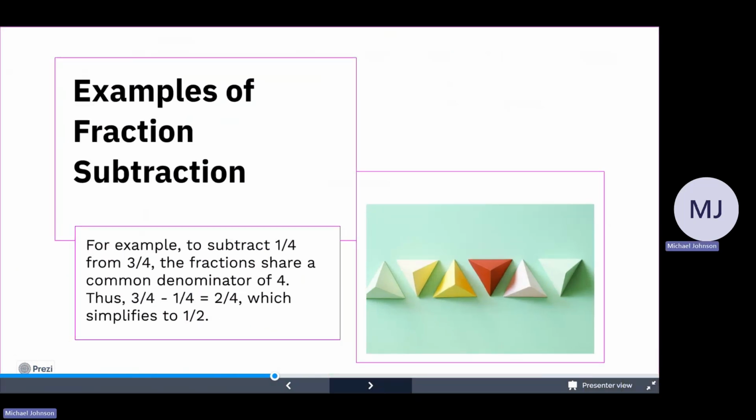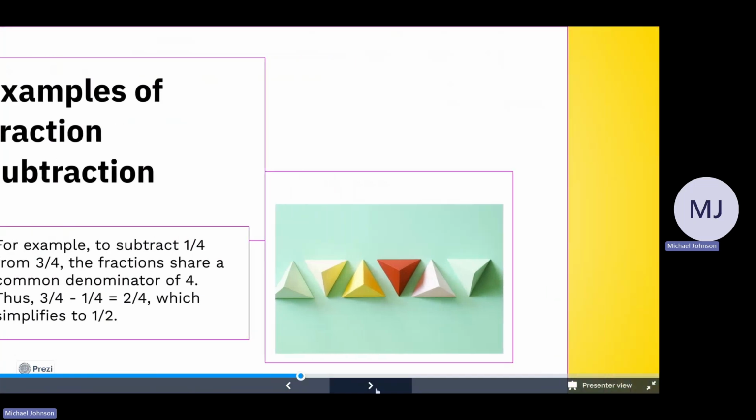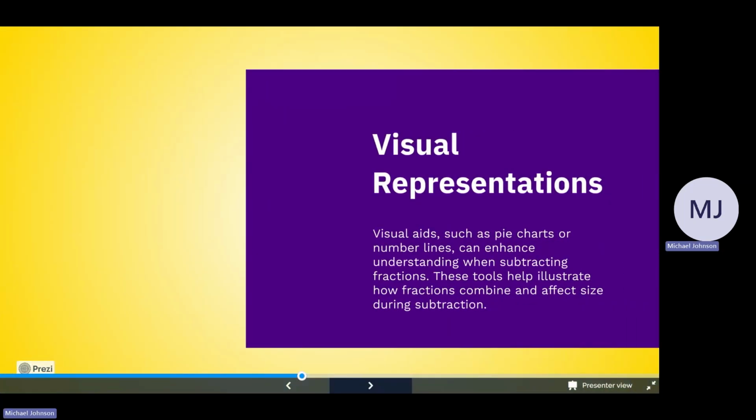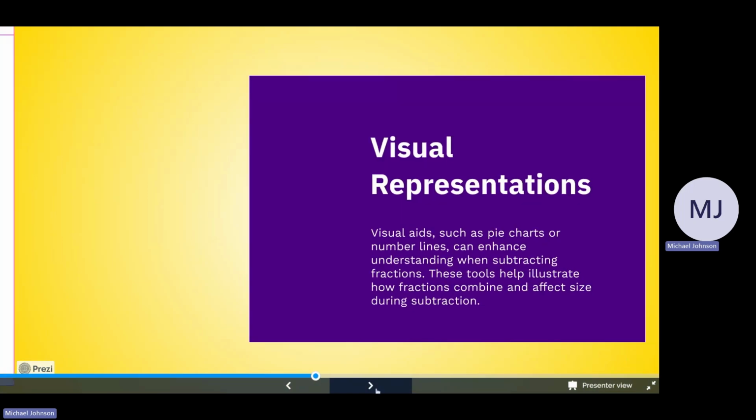For example, subtract 1/4 from 3/4. The fractions share a common denominator of 4. Thus, 3/4 minus 1/4 equals 2/4, which simplifies to 1/2. Visual aids such as pie charts or number lines can enhance understanding when subtracting fractions. These tools help illustrate how fractions can combine and affect size during subtraction.